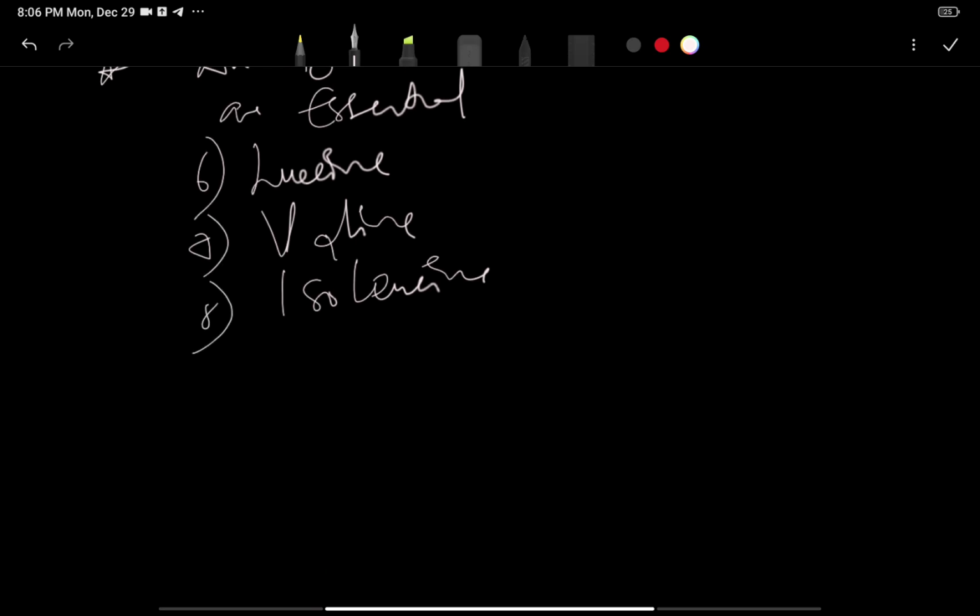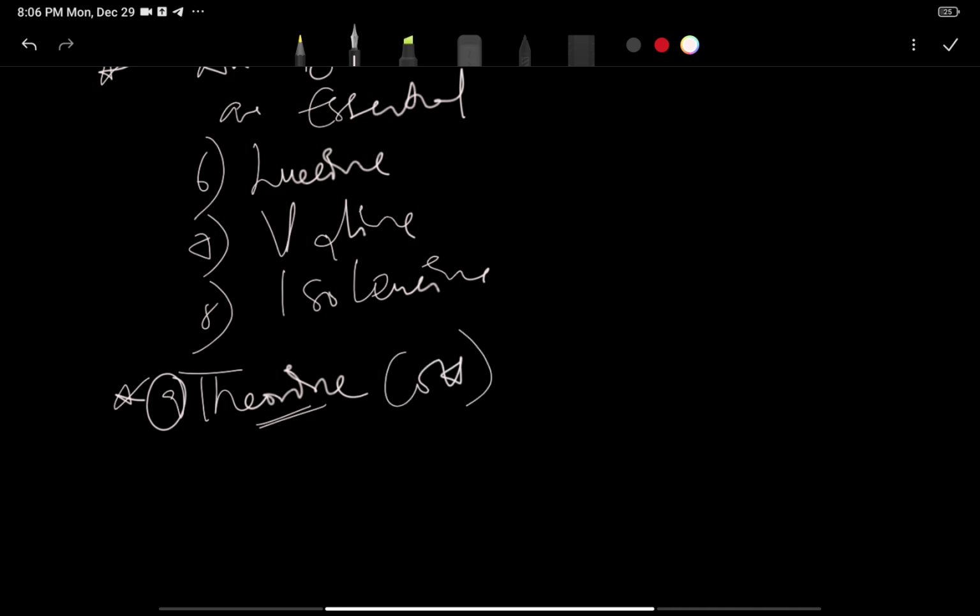Now the last 2: know that threonine, which is an alcohol containing amino acid, is also essential. So this one will be my number 9. Mind you, serine is not essential, it is threonine that is essential. While for number 10, remember that methionine, which is a sulfur containing amino acid, is also essential. So these are the 10 essential amino acids. Automatically it means that the other 10 are non-essential.